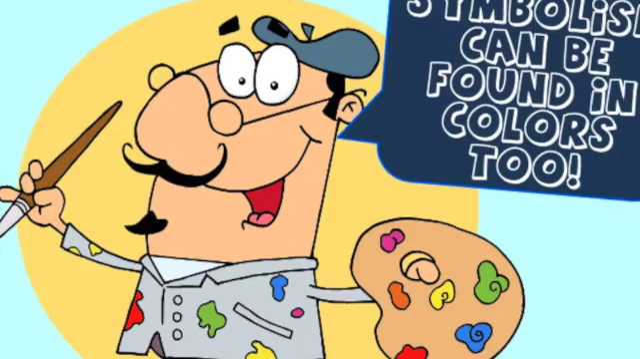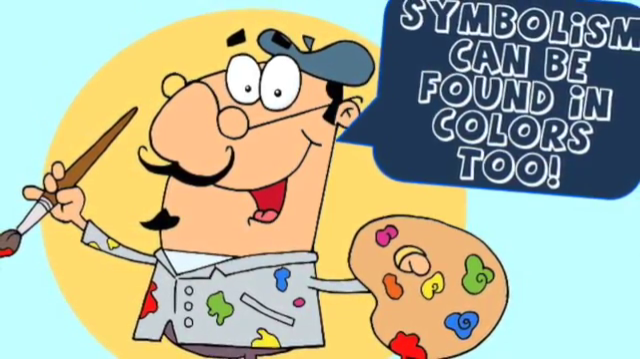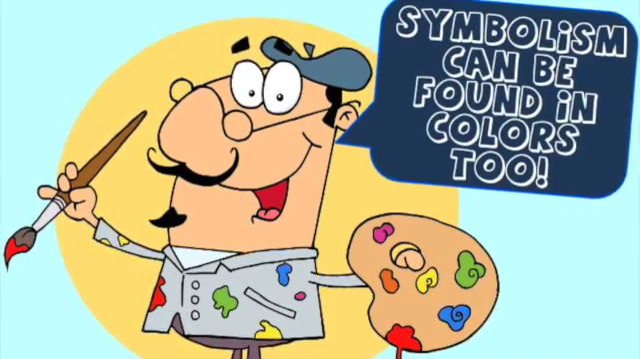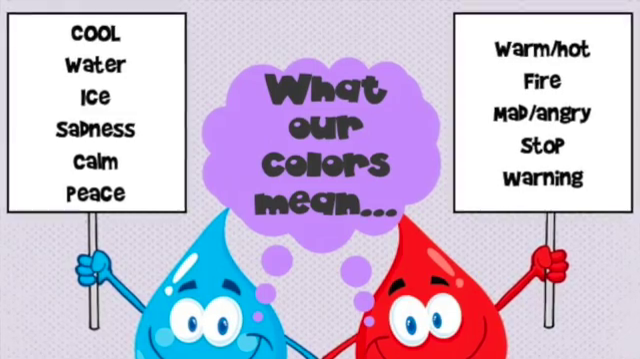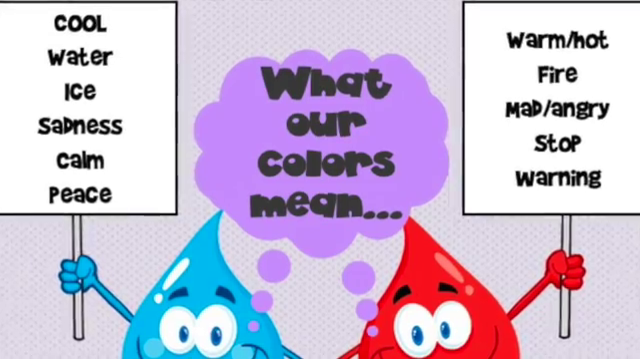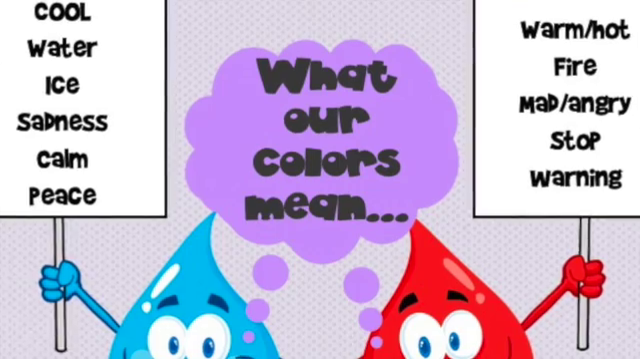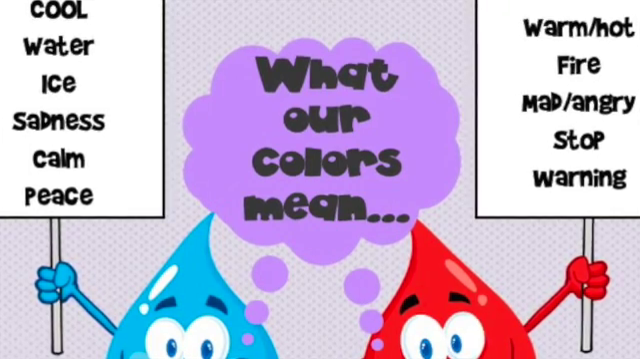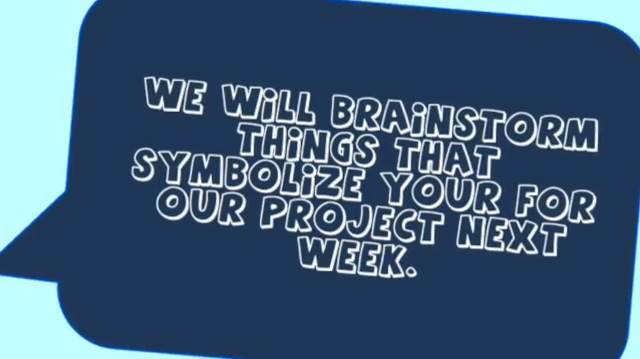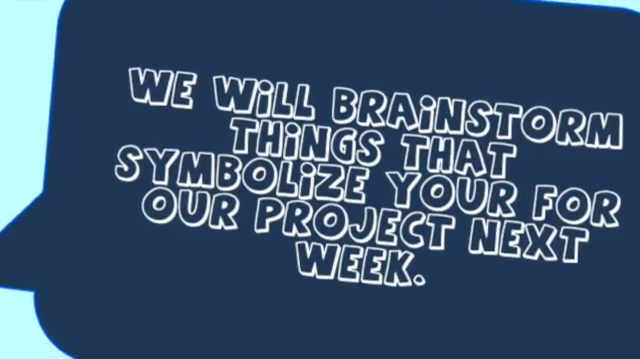Symbols can also be found in colors too. So colors can have meaning. They can represent different things. Like if you took the color blue, for example, it might mean cool, water, ice, sadness, calm, peace. Red might represent warning or warm, hot, fire. Somebody's angry or having a bad day, possibly. We will brainstorm things that symbolize you for your project this week.